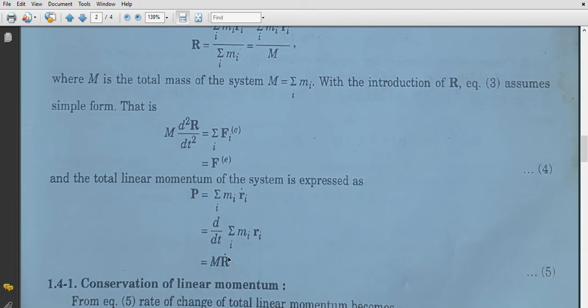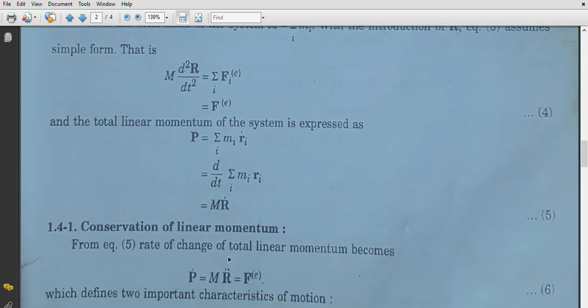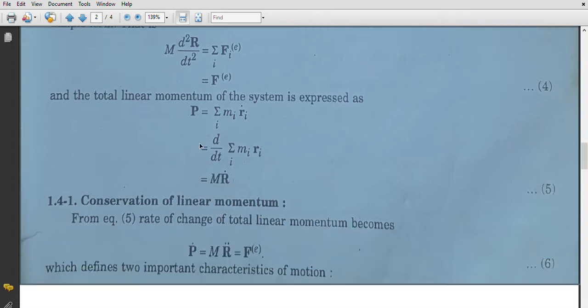M R dot. Now, as I have earlier said, I have derived the conservation law of linear momentum for a single particle. Now I am extending it to an n number of particle system. Since we have P is equal to M R dot, differentiating this expression, we will get P dot is equal to M R double dot, and here we have shown that this is equal to F external.